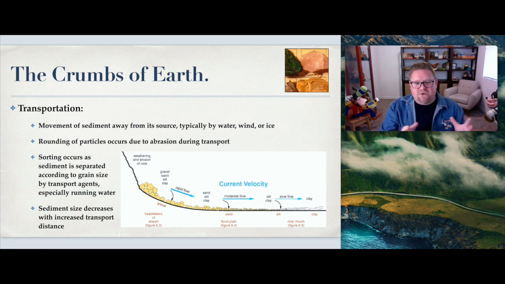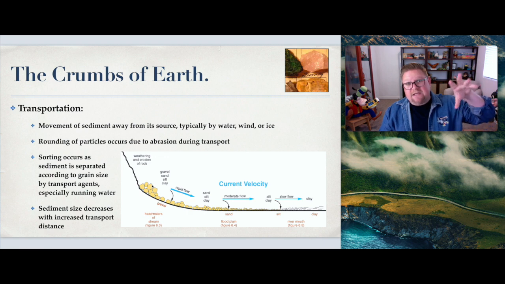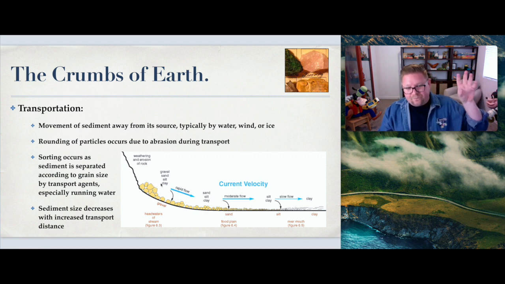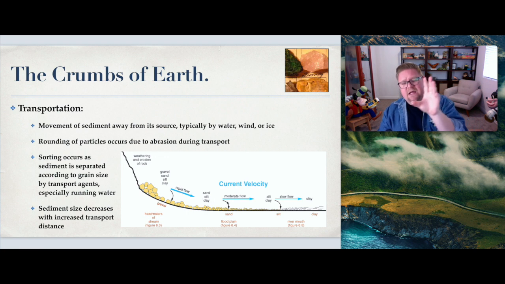Sediment size will decrease with increased transport distance. The farther it goes, the smaller that material will be. Here's a very simplistic diagram showing that this is where the rock is coming from, and it's being rolled along, and as it gets rolled along, it's changing its grain size because it's getting weathered and broken down as it's being transported to even smaller bits and pieces, into even smaller crumbs. So it goes from a sand and gravel to a silty clay, and then it finally goes out into a mouth of a river, into a large body of water where it'll settle, and it could probably be more of a clay deposit itself.